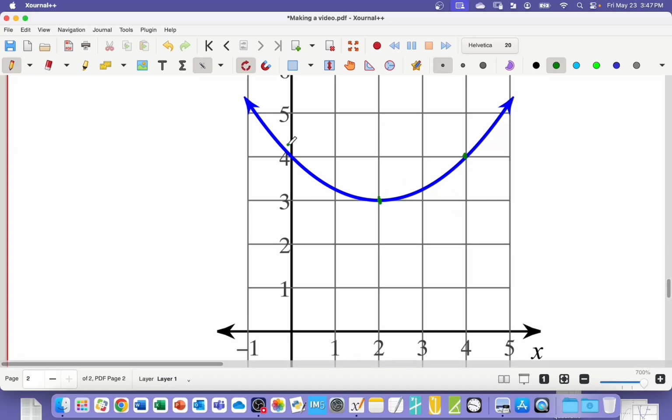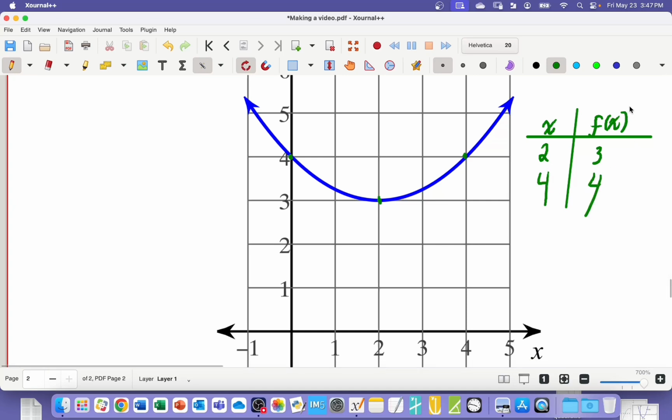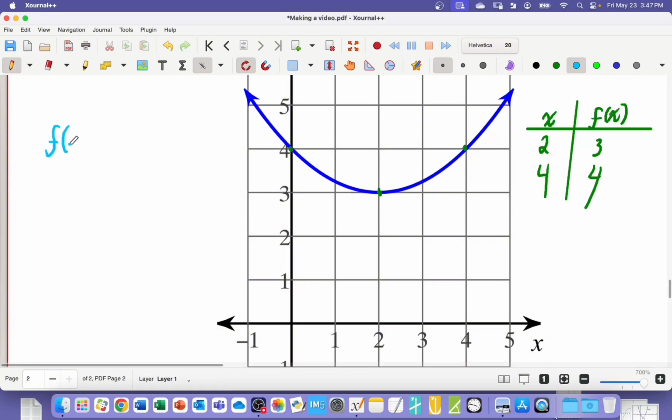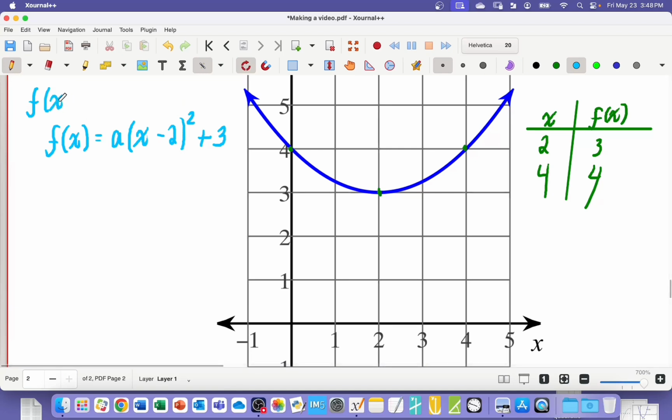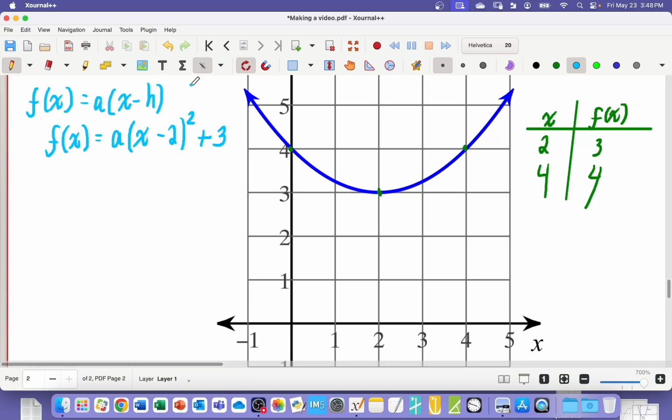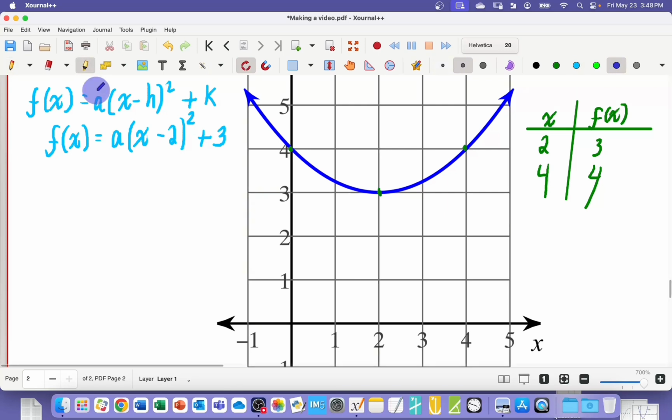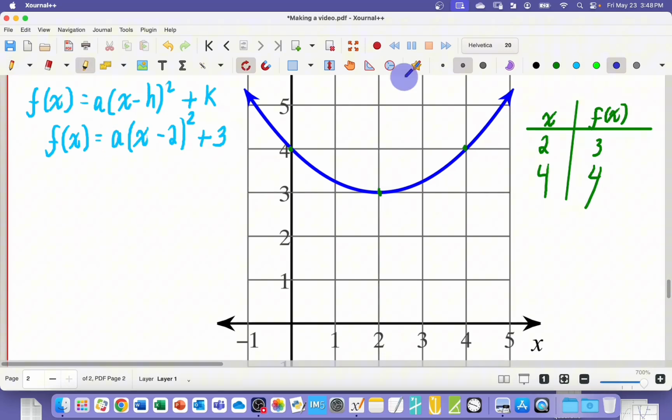Vertex. Other points. Well, my vertex (2, 3), one other point (4, 4). Now I can solve. So f of x is a times (x minus 2) squared plus 3. That's one thing, because I at least got to get my vertex into the generic version of vertex form. So do that. And then we know we want to solve for a. We want that to be our only unknown.